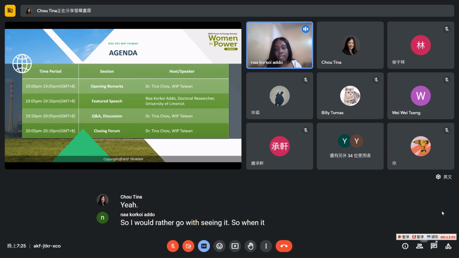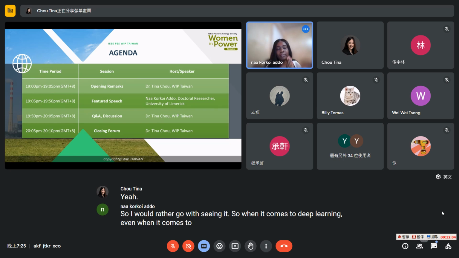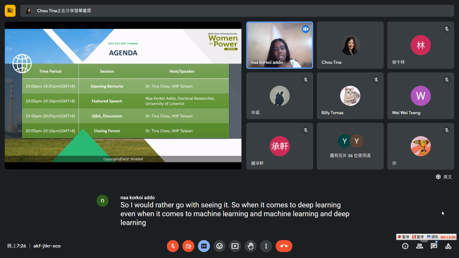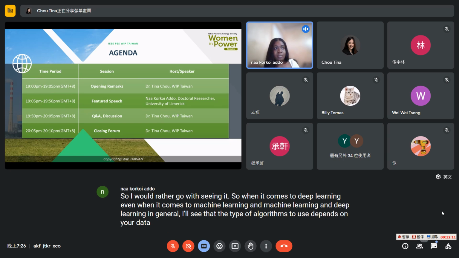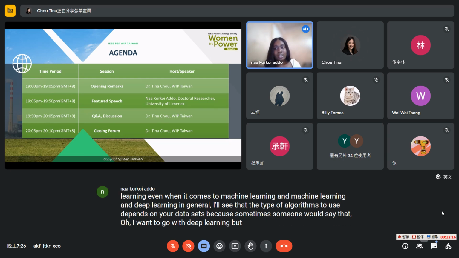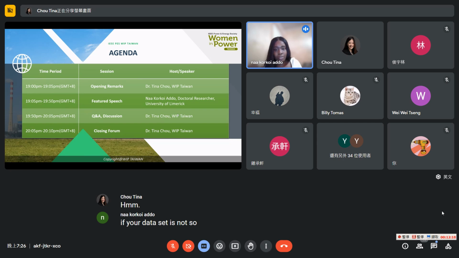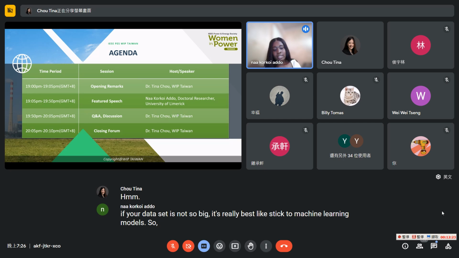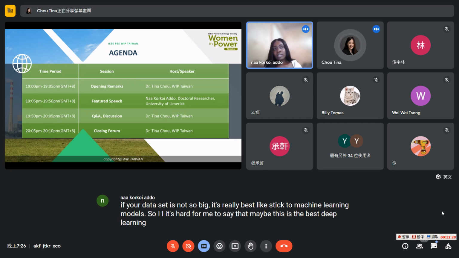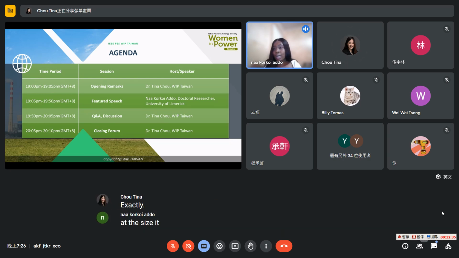So when it comes to machine learning and deep learning in general, I'll say that the type of algorithms you use depends on your data sets, because sometimes someone would say, oh, I want to go with deep learning. But sometimes if your data set is not so big, it's really best to stick to machine learning models. So it's hard for me to say that this is the best deep learning model. I think it depends on your data sets, exactly, the size. It depends on what you are after.